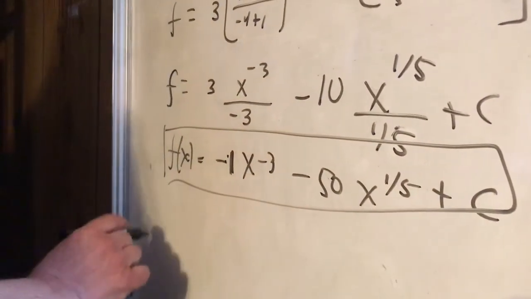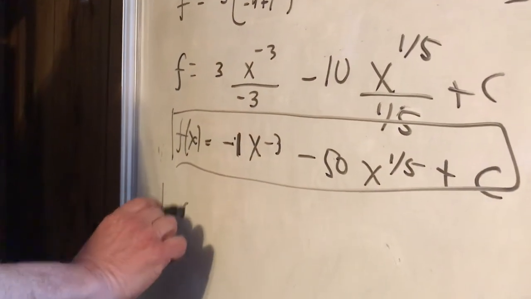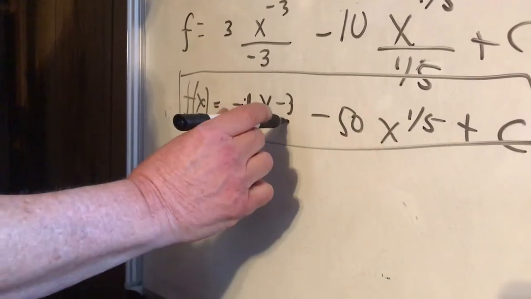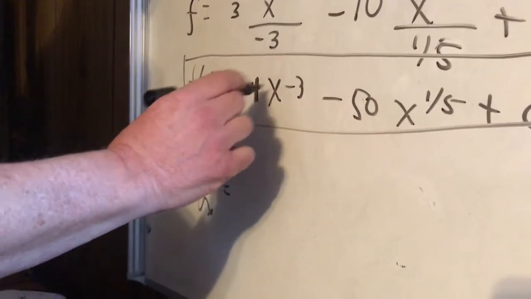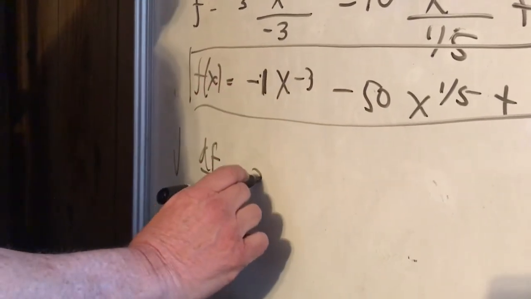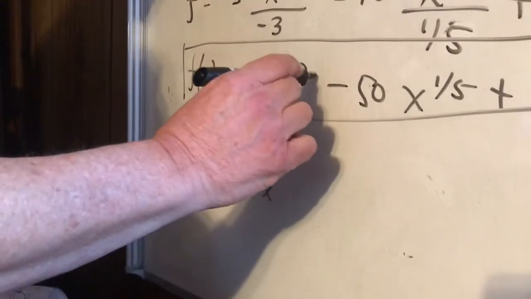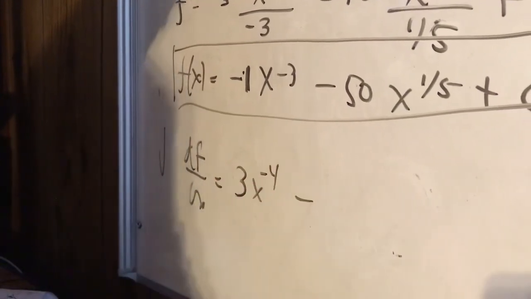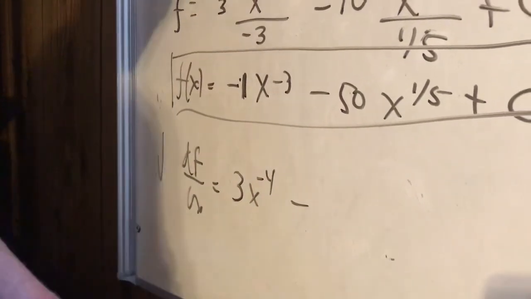Now we want to check it. Take the derivative. That's going to be minus 3 times minus 1, it's going to be 3, x to the minus 3 minus 1, which is minus 4. Minus 1/5 of 50 is 10.